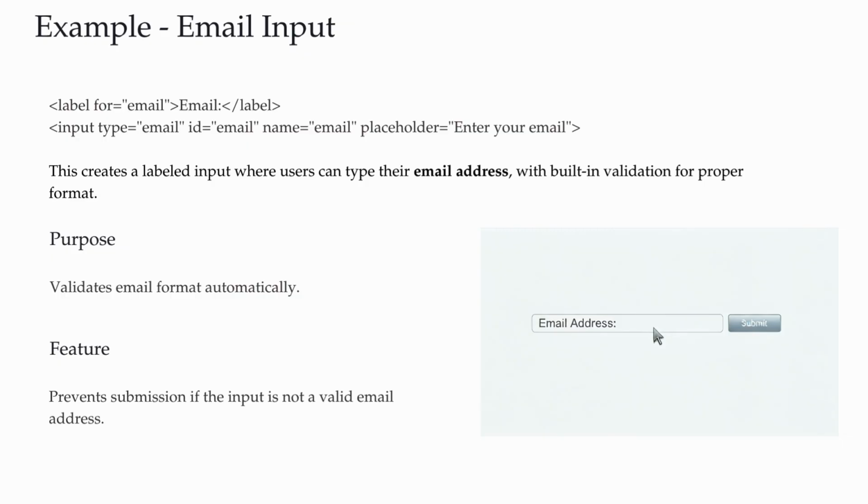Example: email input. Label for equals email, input type equals email, ID equals email, name equals email, placeholder equals enter your email. This creates a labeled input where users can type their email address with built-in validation for proper format. It validates email format automatically. Feature: prevents submission if the input is not a valid email address.